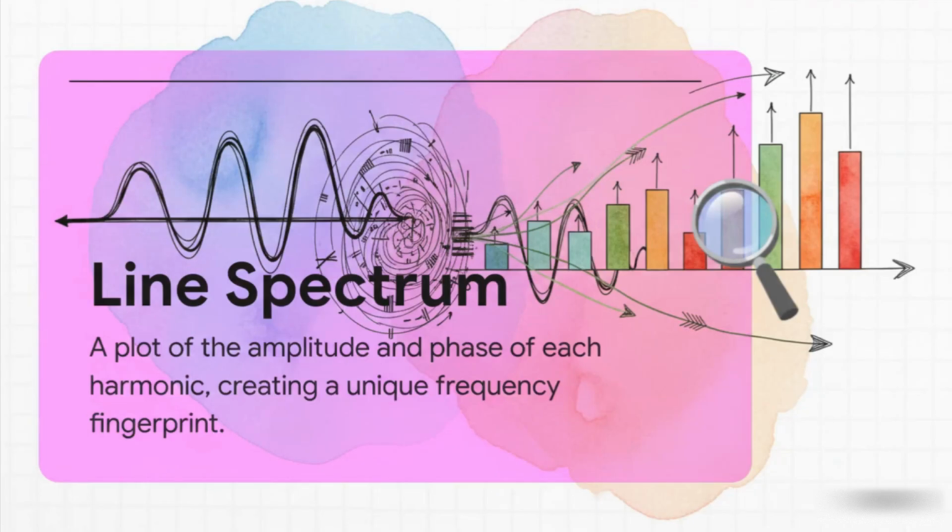Finally, wouldn't it be cool if we could actually see a signal's recipe? Well, we can. It's called a line spectrum. It's just a simple plot that shows you the amplitude and phase of every single harmonic component. It's a unique frequency fingerprint that tells you exactly what that signal is made of.